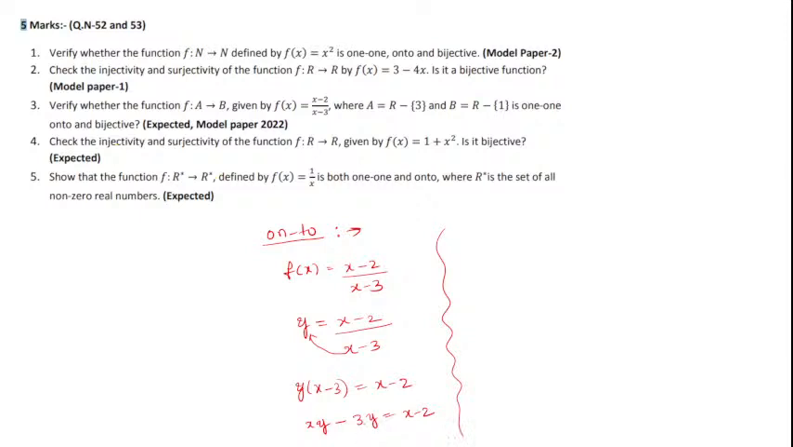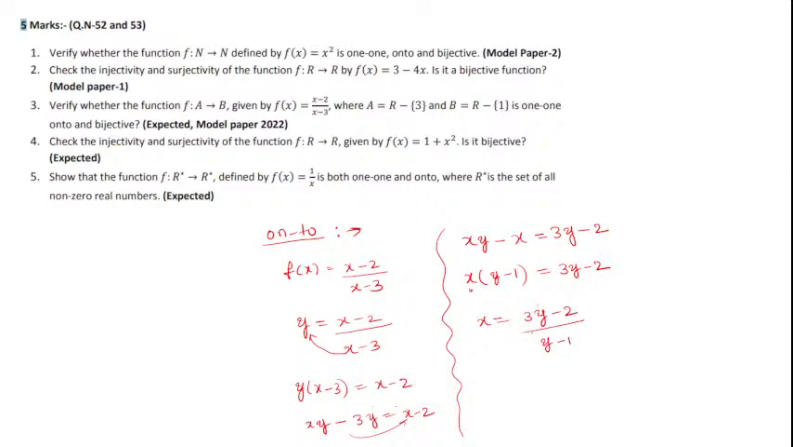So make x terms one side, so it becomes xy. Plus x shifted here, it becomes minus x, that is equal to minus 3y shifted here, it becomes plus 3y, left is minus 2. Take x common, you will get x times y minus 1, that is equal to 3y minus 2. Now I need only x, so x is equal to 3y minus 2 divided by y minus 1.